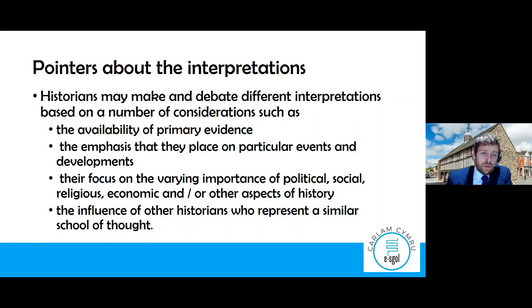Now, more pointers on these interpretations, right? Historians may make and debate different interpretations based on a number of considerations. What that means, they've got different opinions on the same thing, is things like the availability of primary evidence. The closer they're writing to the time, the less availability of primary evidence there probably is likely to be, unless we're talking hundreds of years later, when some of this evidence might have been destroyed.